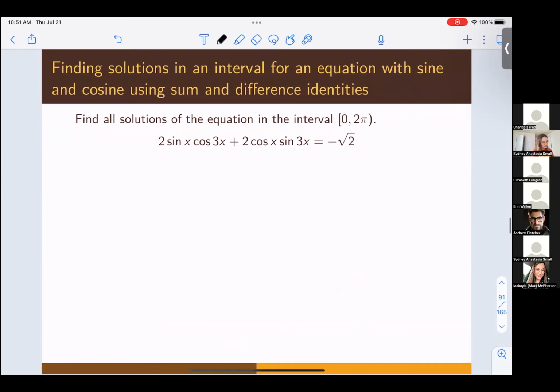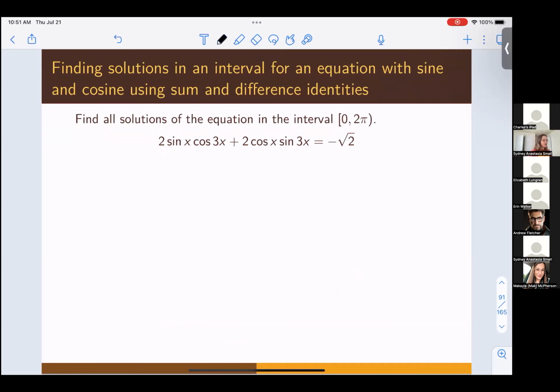Instead of just finding the tangent of alpha plus beta, that was purely an evaluate problem, that was a solve problem. Now we want to find solutions to an equation, which is going to look a little different. So I want to find all solutions to this equation on the principal interval 0 to 2 pi.